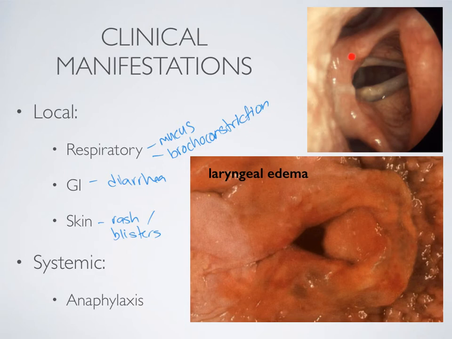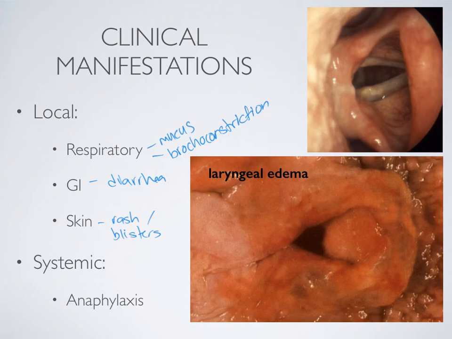So this is a normal larynx. And in somebody who's undergoing anaphylaxis, this is what it looks like. You can see all of this tissue here is swollen. That's from histamine and other of those vasoactive amines that immediately increase vascular permeability and cause fluid to release and dump into the tissue. So you get all of that edema there.